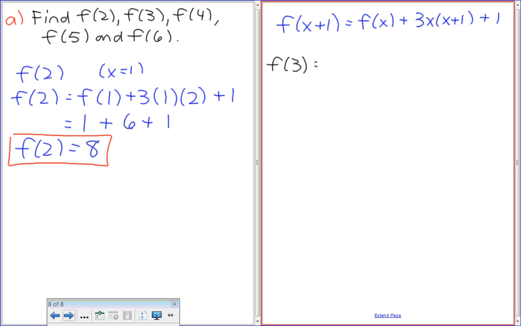f of 2. Excellent, good. Plus 3. Well, what does x equal? Right, because in this case, x is equal to 2. A great start, right? x is equal to 2 in this case. Good. And then 3. Good. And then plus 1. Okay. So you see the pattern here that we're doing here? Nice.